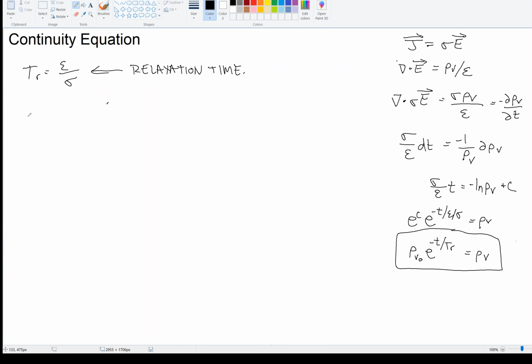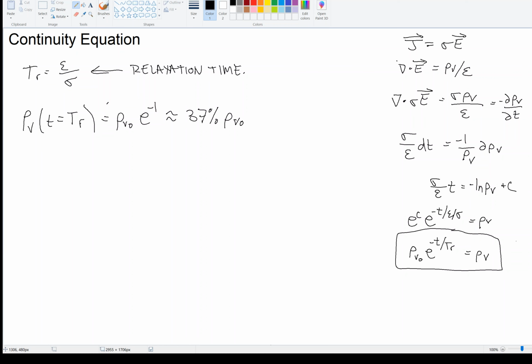So you see, if I plug in t is equal to Tr into this equation, I have the initial charge density times e to the minus 1, and this is approximately 37% of the initial volume charge density, like this. That shows what I just said: the relaxation time is the amount of time it takes charge to drop to 37% of its initial value.